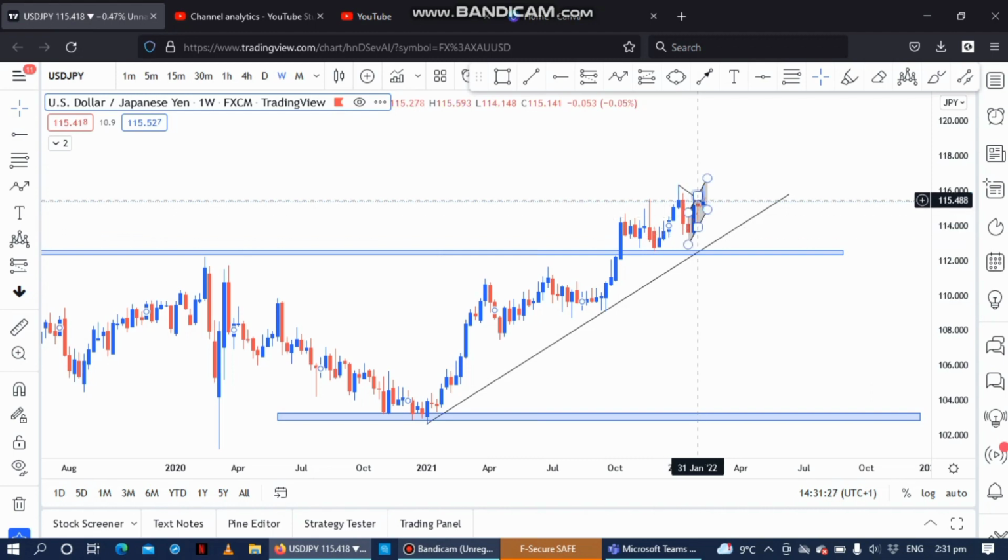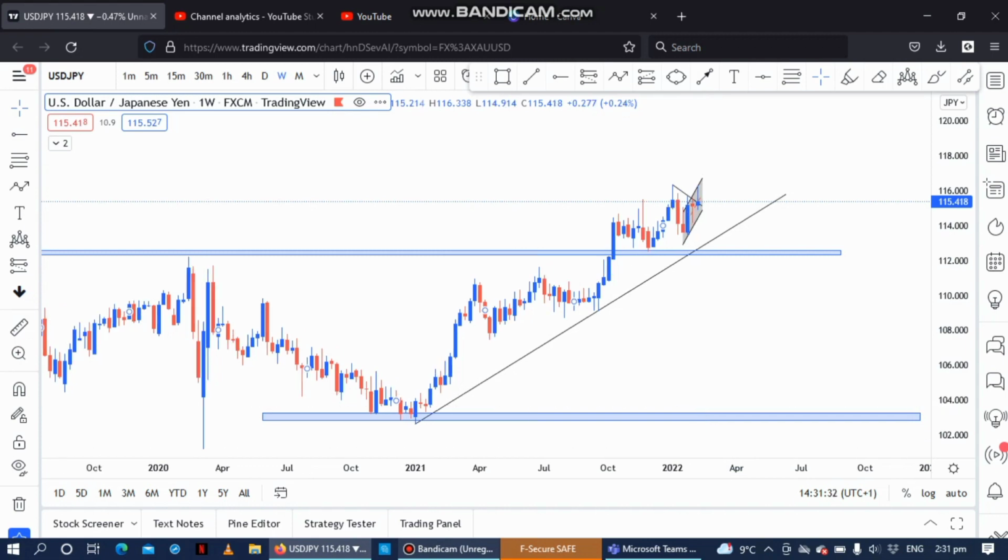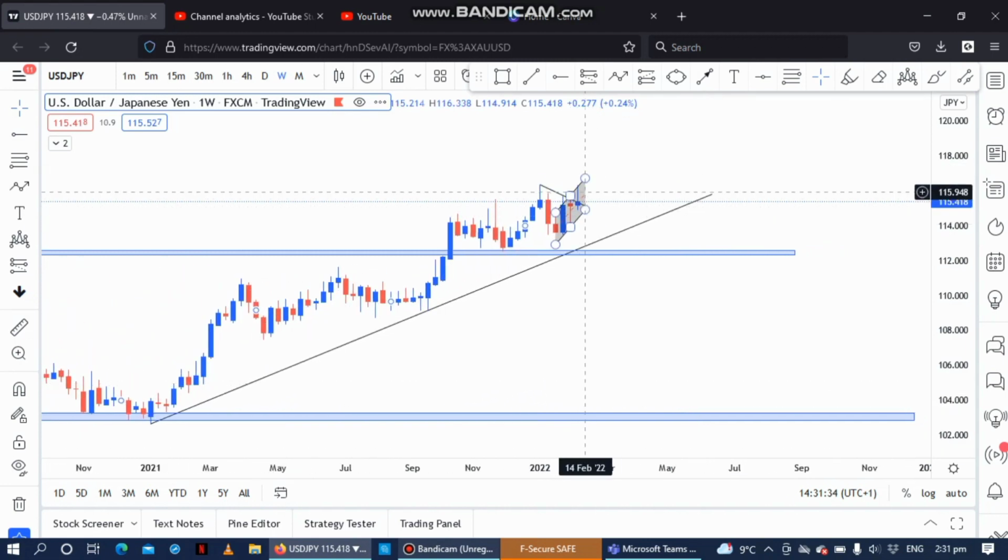Price came down and then bounced off and seems to be rejecting off this level by forming this bullish pin bar on the 4-hour time frame, as you can see here.